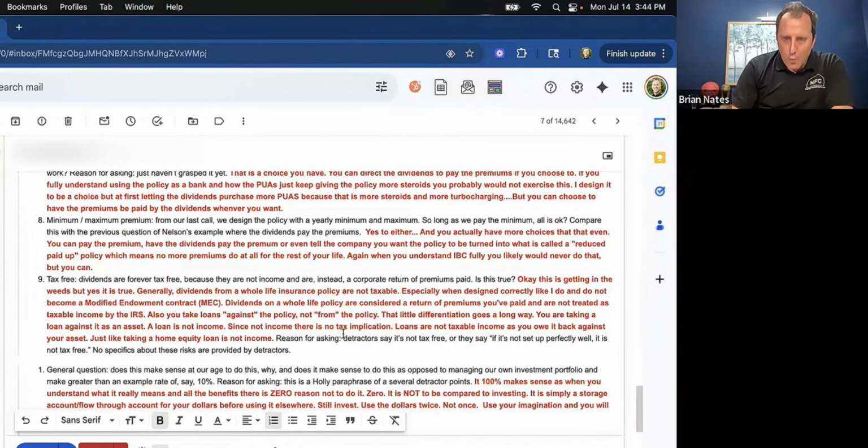It's a loan against your asset. Just like taking a home equity loan. It's not income, right? It's a loan. Just like taking a car loan from a paid off car. That's not income. It is a loan against an asset.